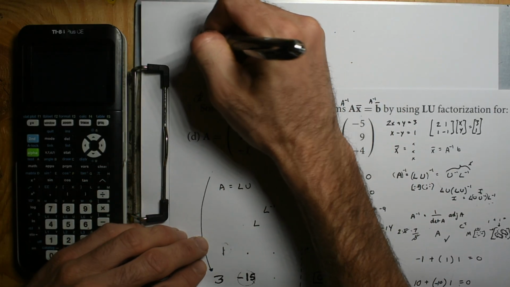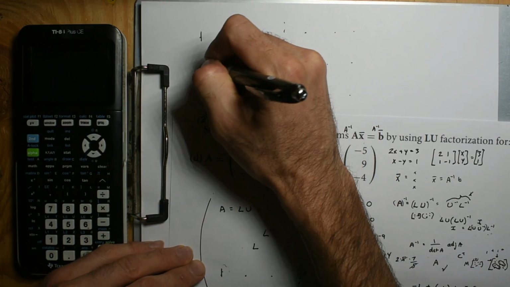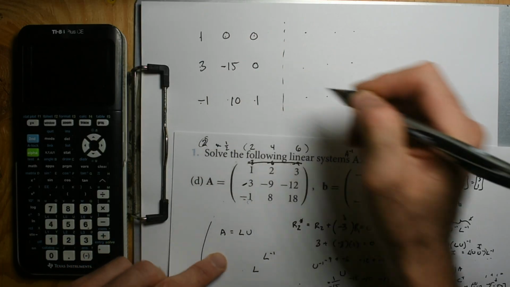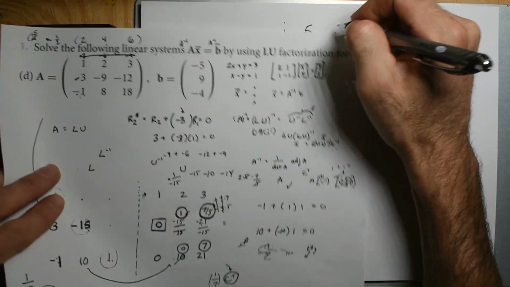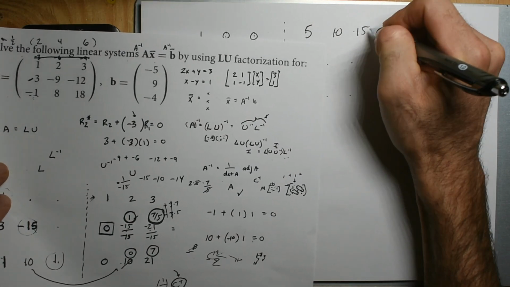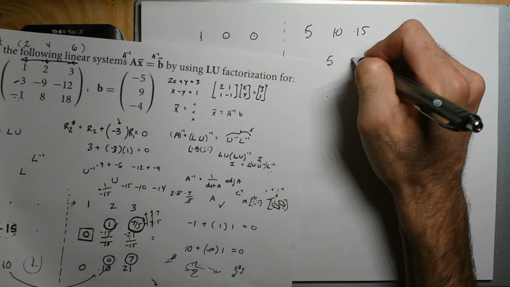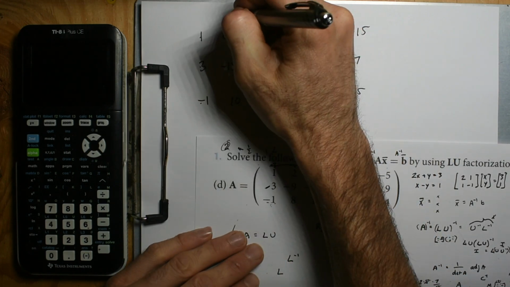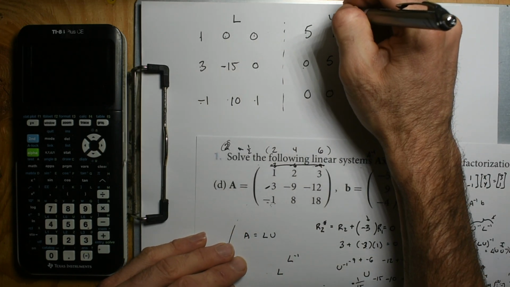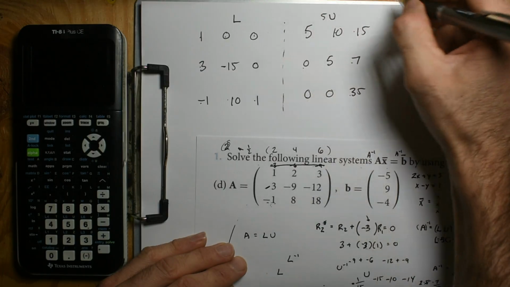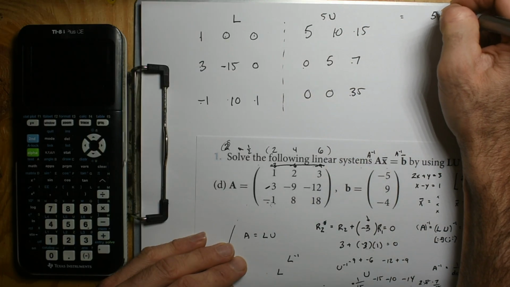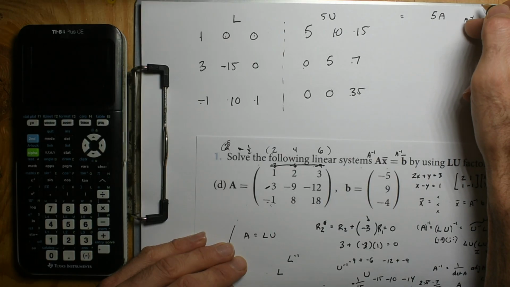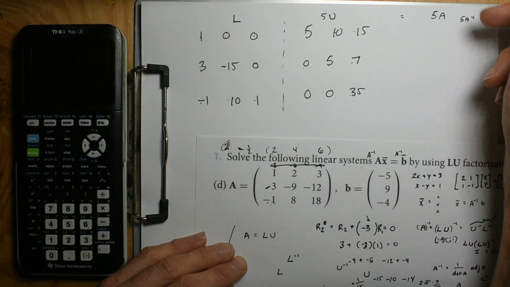So let's do this. The lower is gonna be a 1, 0, 0, 3, -15, 0, -1, 10, 1. And then this is going to be a 5, 10, 15, 0, 5, 7, 0, 0, 35. So this is our lower, and now this is our upper multiplied by 5. So this is no longer A. This is 5A. Cool. So, the inverse of it, if we do find the inverse, is going to be the inverse of 5A, not the inverse of A.